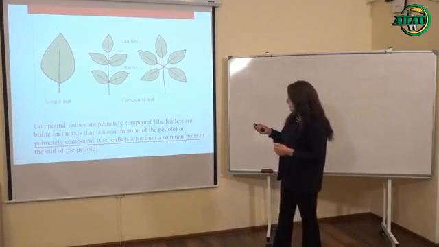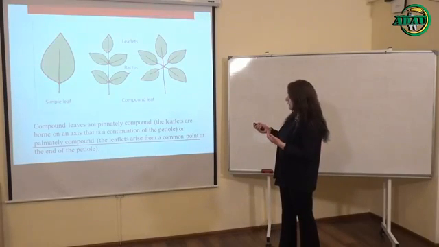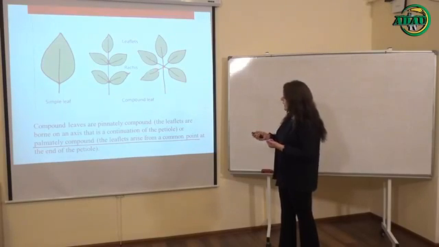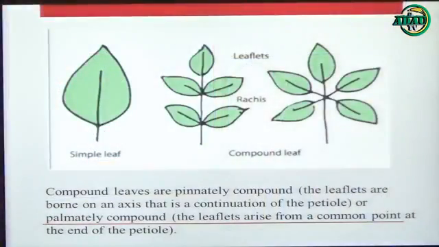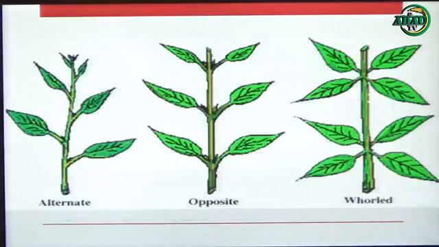But in a palmately compound leaf, the leaflets arise from a common point at the end of the petiole. This is the petiole, and at the end of the petiole, from a common point, arise 5 leaflets. That's why this leaf is called a palmately compound leaf, and this one a pinnately compound leaf. And a simple leaf consists of only a single leaf blade.